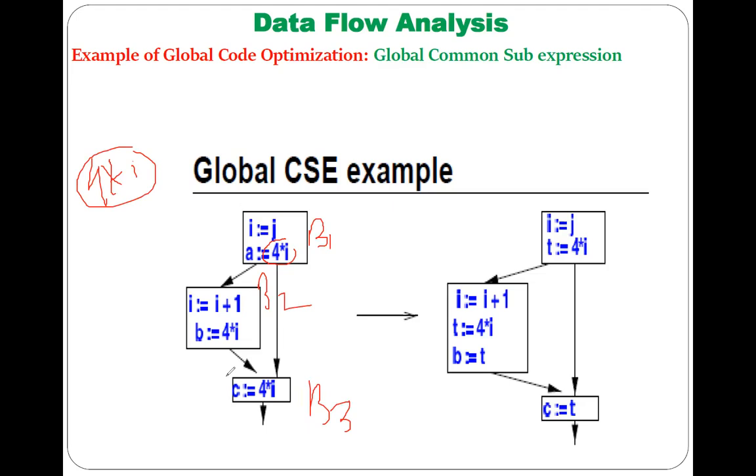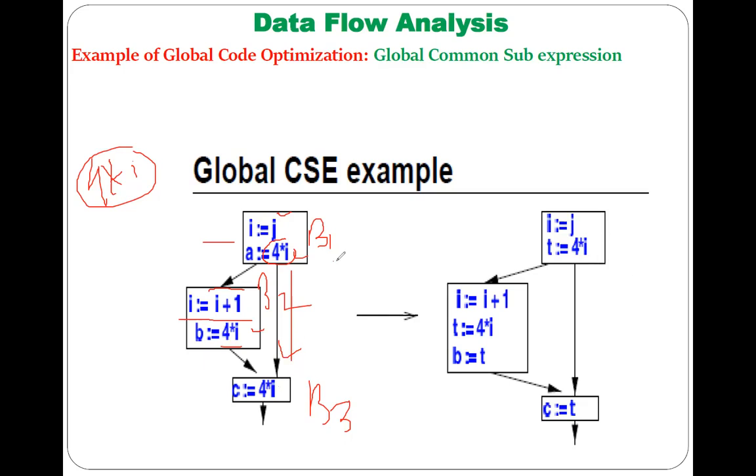No, it is not available for B2. Why can we say it is not available for B2? Now here A equal to 4 into I. And here you can see I equal to I plus 1. Here the value of I is getting changed. Here you are changing I as I equal to I plus 1. The value of I is getting changed. Understood. So this 4 into I is not the same as this 4 into I. That is the reason you cannot say this 4 into I is available for B2. But this 4 into I is available for B3, because you can see it goes directly to B3.